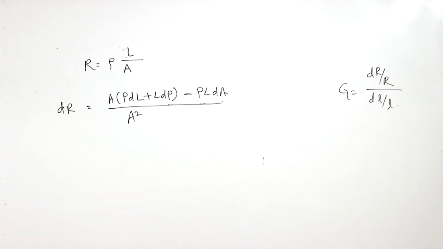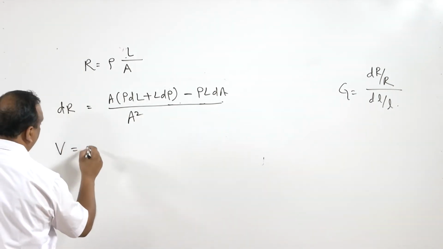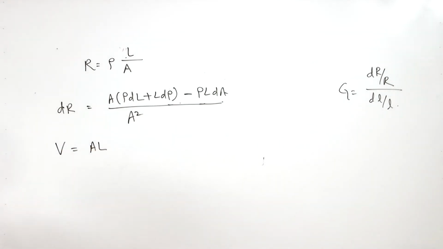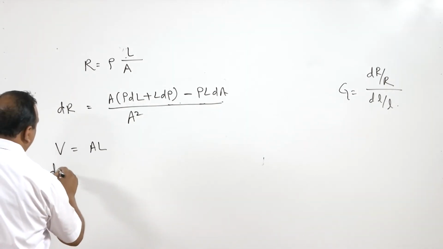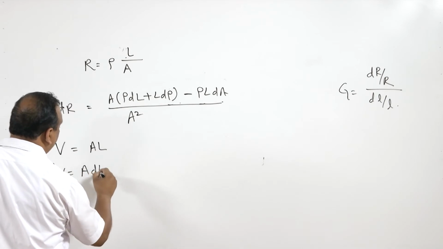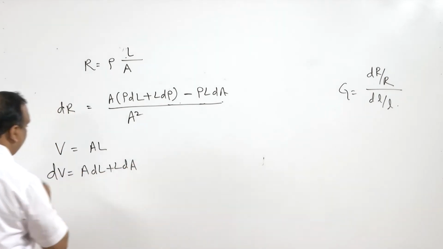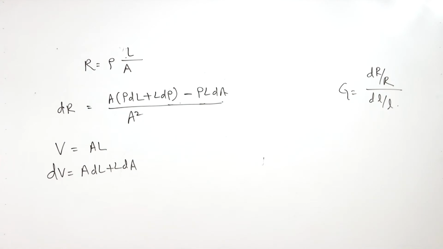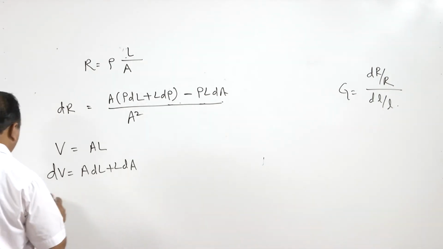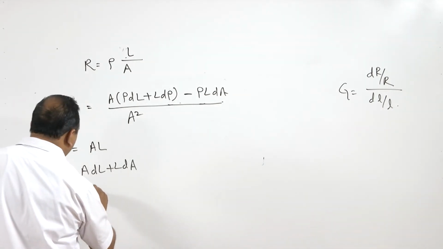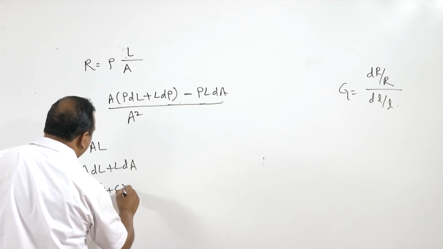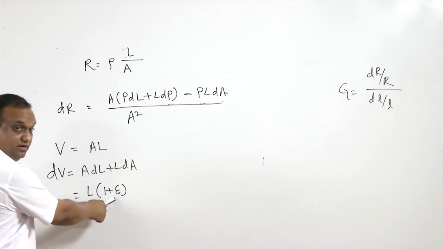Now, there are certain unknown terms here, right? So for that we will start with V is equal to A into L. This is the volume of the wire. Volume of the wire is cross section area of the wire multiplied by the length of the wire. Now, dV is equal to A dL plus L dA. dV is the change in volume. So change in volume is going to be A dL plus L dA and is equal to L (1 plus epsilon). This is strain, right?